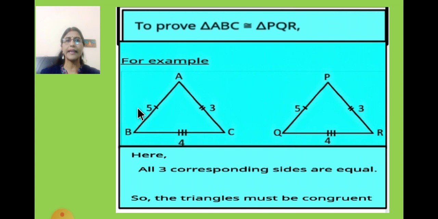Now here all three corresponding sides are equal. You can see this side is equal to this side. This side is equal to this side. Even by the marking also we can understand. Here you can see the marking, three lines are there. That means this side is equal to this side. This is 4 centimeter. This is also 4 centimeter. So all the three corresponding sides are equal. So the triangles must be congruent.